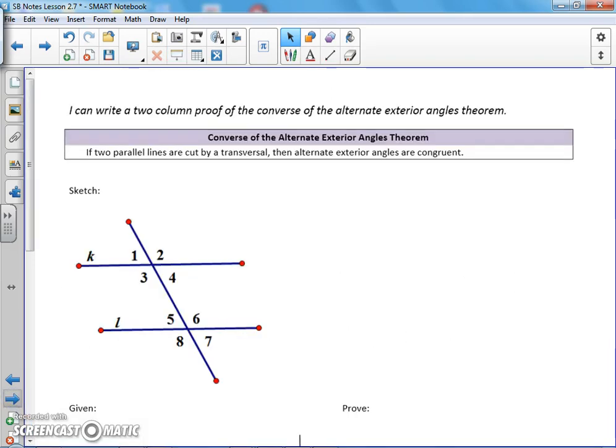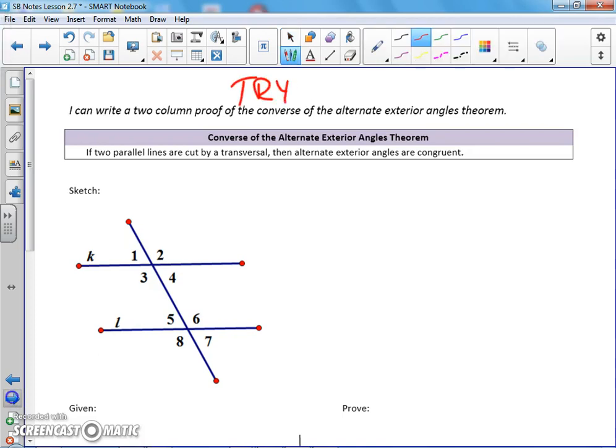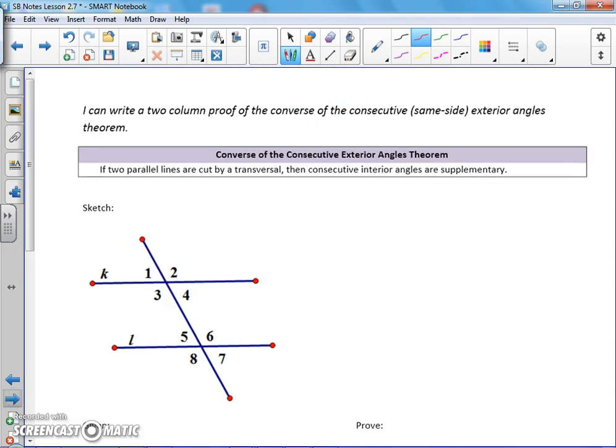So let's look at our next one, the converse of the alternate interior angles theorem. This is a trimie. I want you to do this proof. Look back on the ones that we did, and you're going to find one very similar to that. The next page has got your converse of your consecutive exterior angle theorem, and this one we're going to leave for class. So you do not need to do this one.